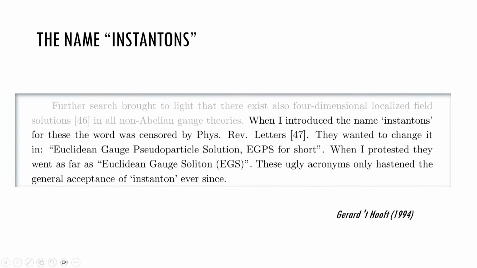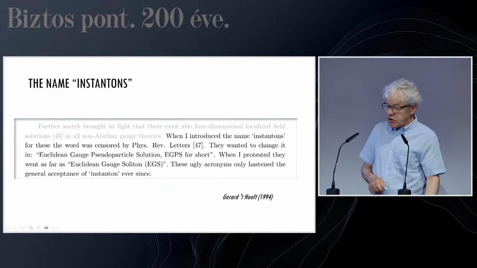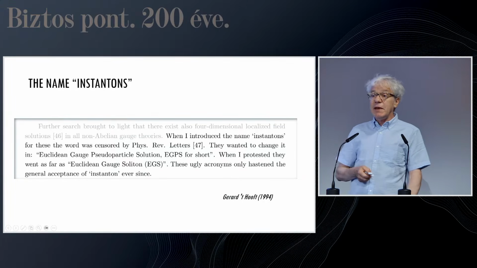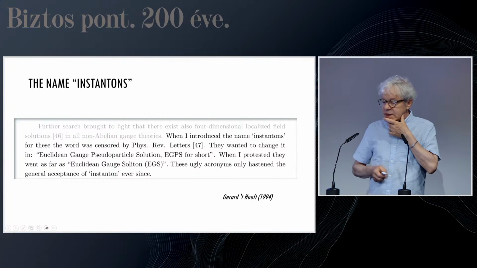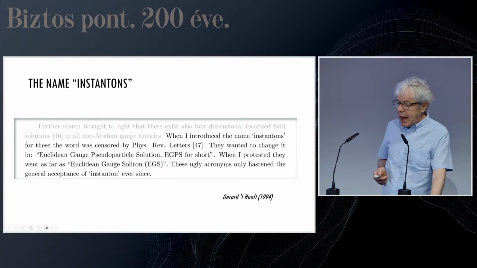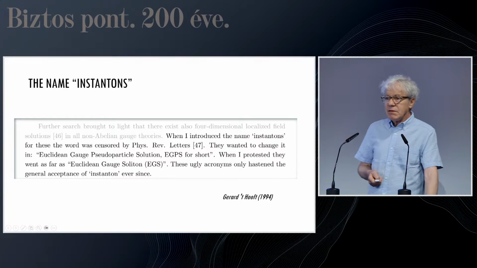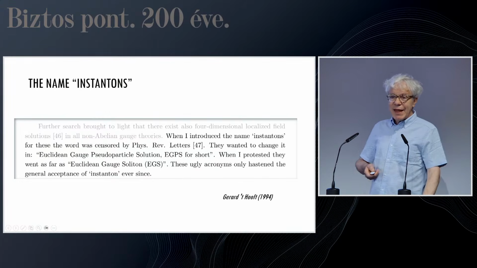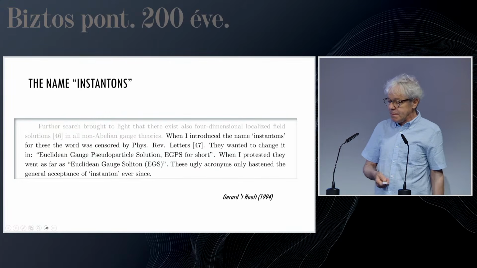This is just an anecdote here. We call these things instantons. 't Hooft wrote a very readable paper based on a lecture he'd given in 1994. It's a great read, and he explains that he introduced the name instantons. But his choice of word was censored by Physical Review Letters. They wanted to change it to Euclidean gauge pseudoparticle solutions, EGPS for short. When I protested, he writes, they went as far as Euclidean gauge solitons, and these ugly acronyms only hastened the general acceptance of instanton ever since. So if you like that anecdote, you should go to 't Hooft's paper and find more good stuff.